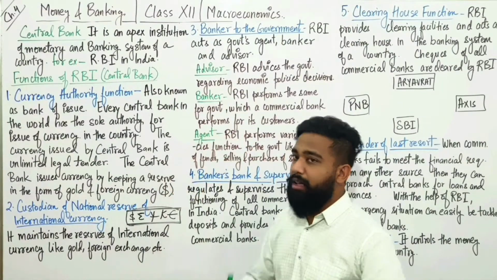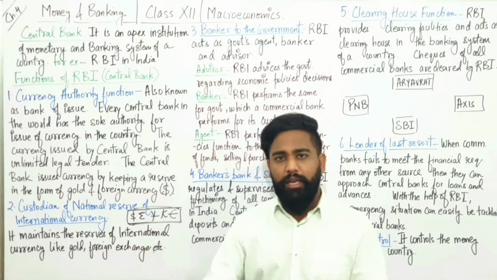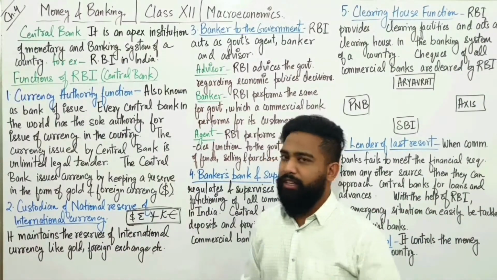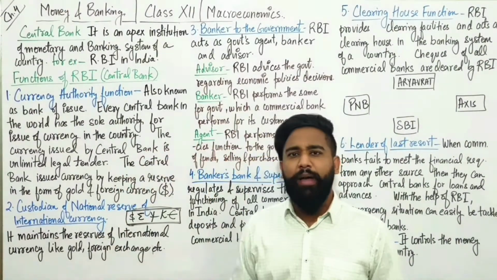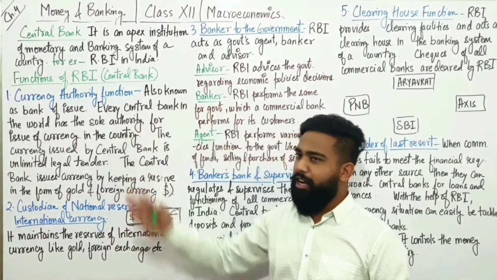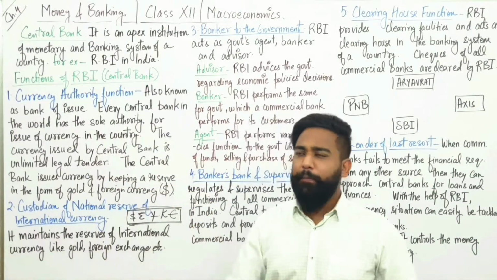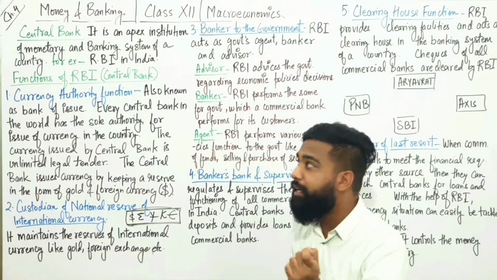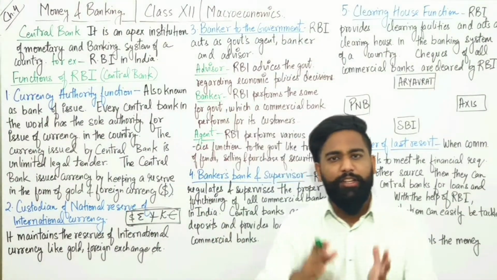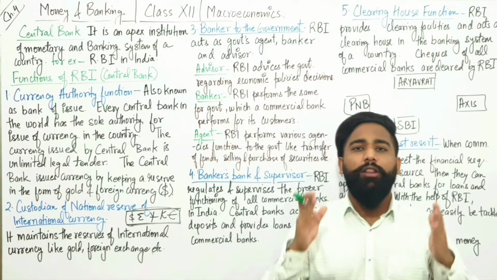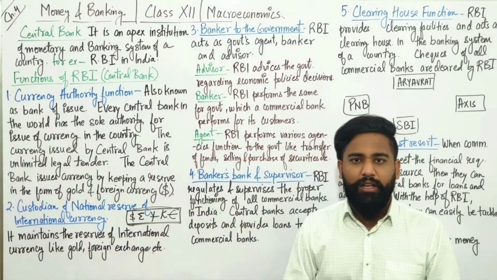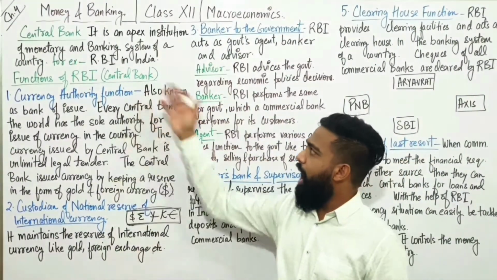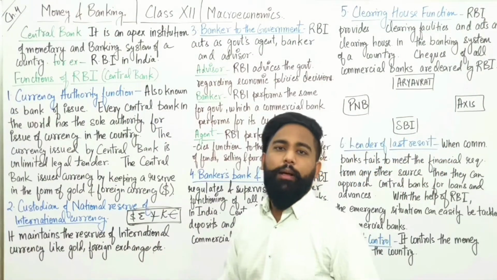Now, the central bank is an apex institution, meaning the head institution which deals with other commercial banks. If commercial banks are the sons, then the central bank is the grandpa of the sons. The central bank is the apex institution of the monetary and banking system. It deals with all the commercial banks. It is the head of all the monetary institutions and the banking system of our country. In India, the Reserve Bank of India, RBI, is the central bank.